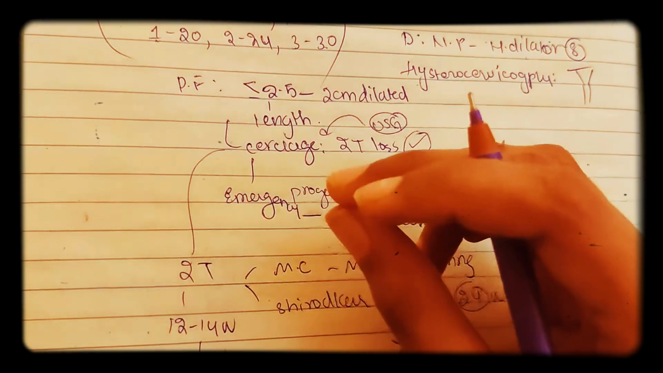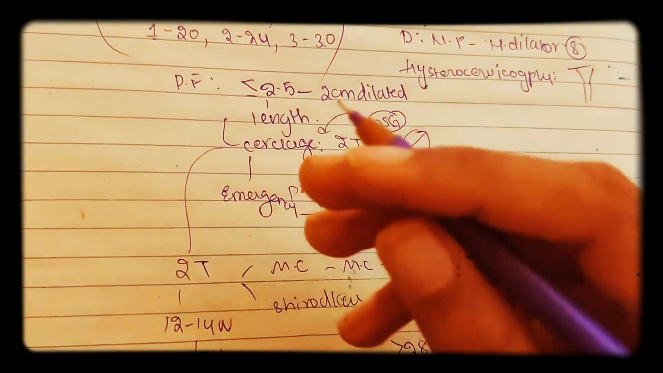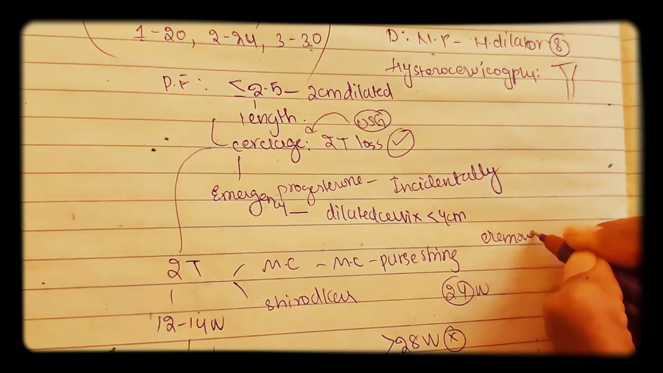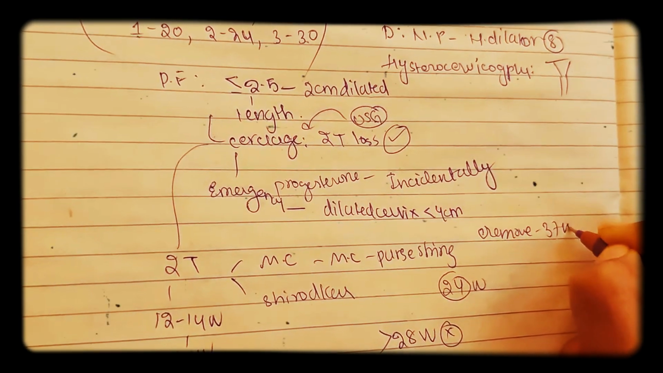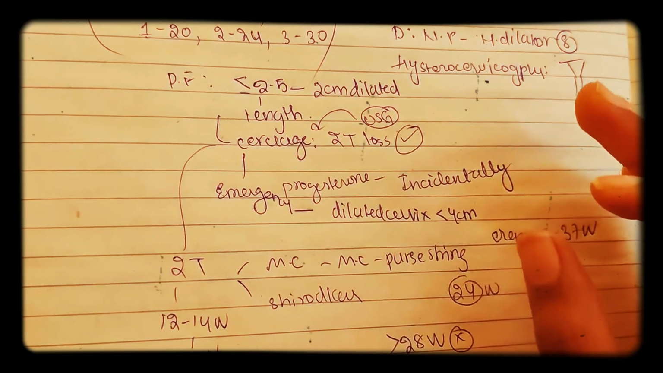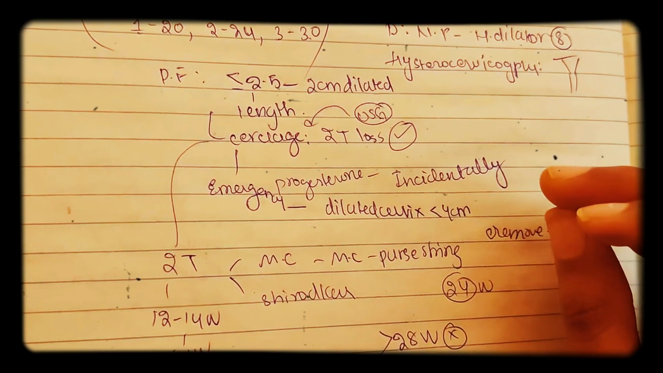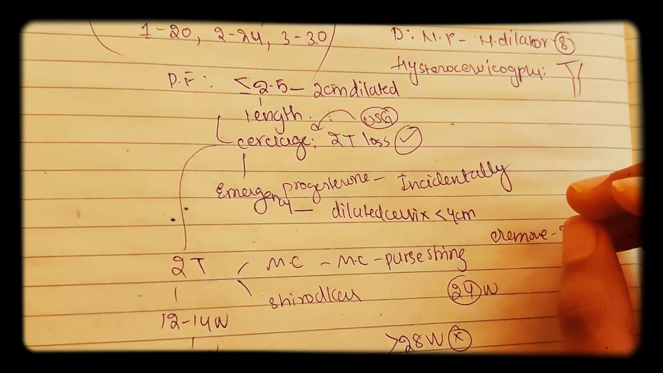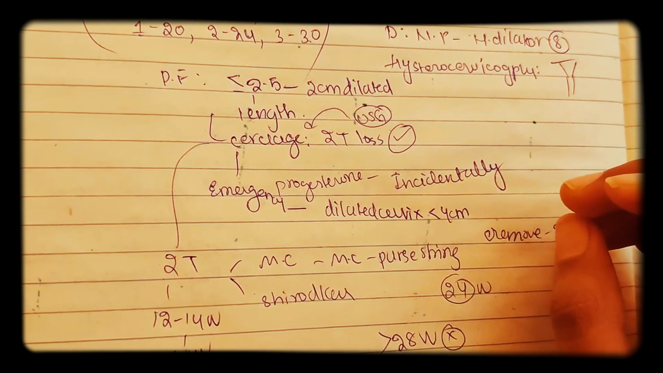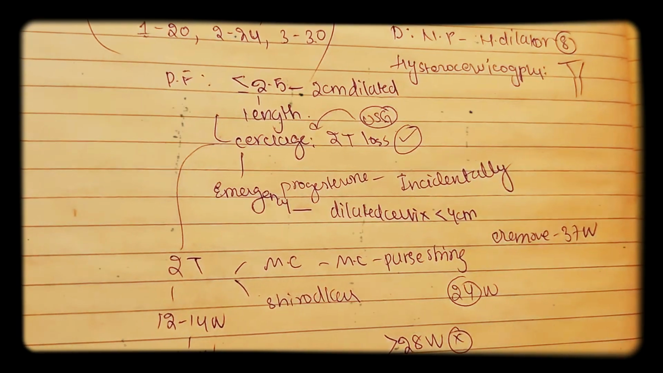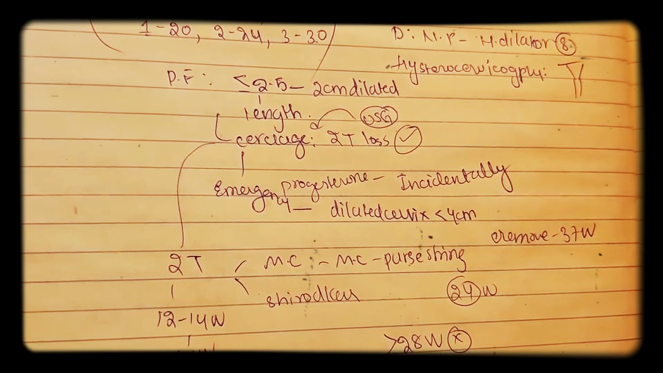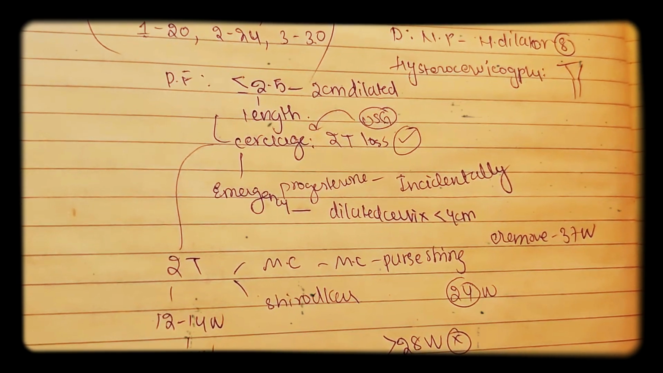Okay, this cerclage is like a stitch, so you need to remove the stitch, right? So you will remove the stitch by 37 weeks. If not removed, then it may lead to uterine rupture during labor. So we need to remove it because we want to deliver the baby right after 37 weeks. If you do not remove it, what happens? There is uterine rupture during labor because there's no cervical opening, the baby can't come if there are sutures.